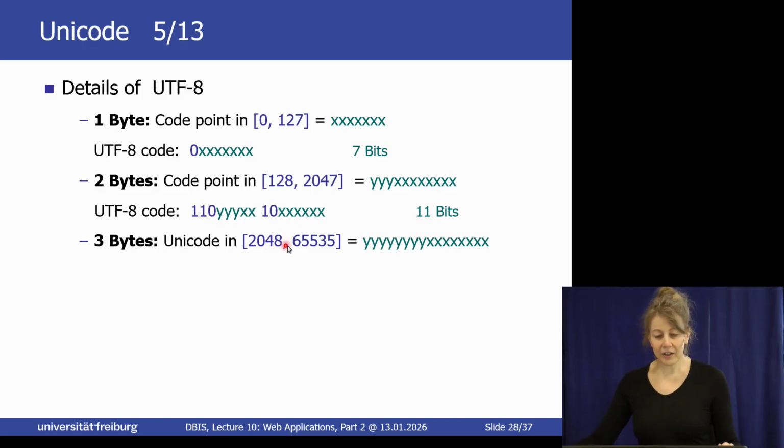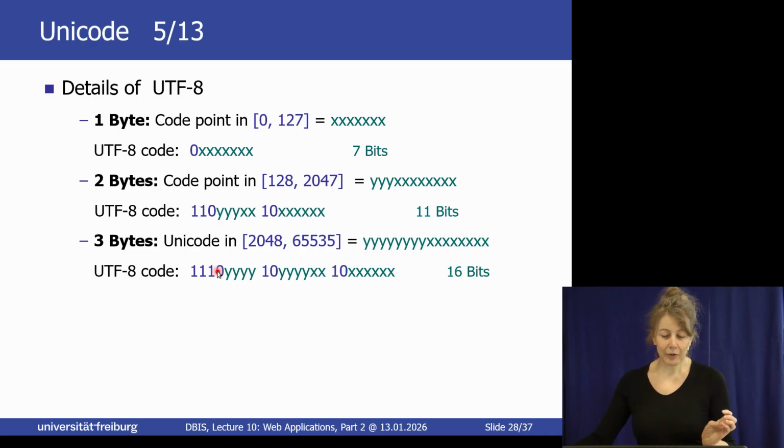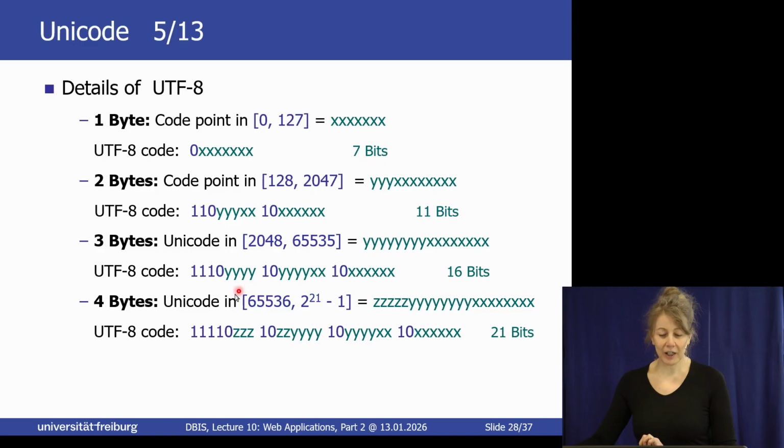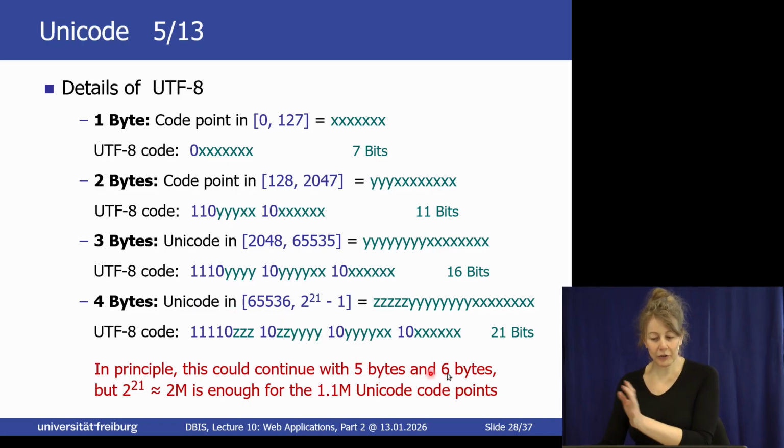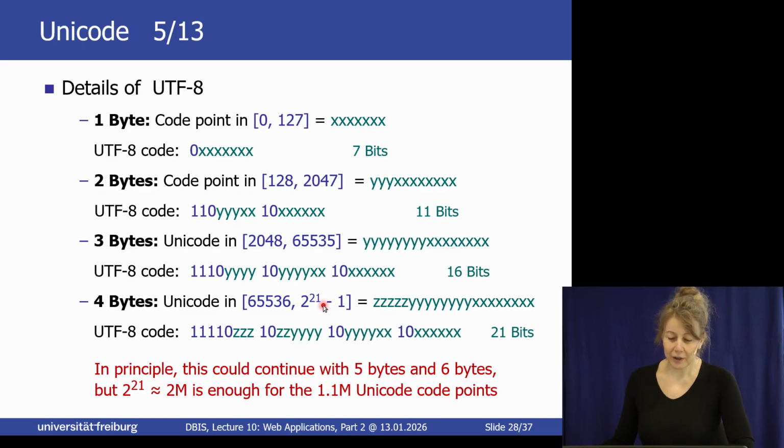It goes on like this. So this is up to 2 to the 16. I have 16 bits now. Then I write it in 3 bytes. 6 plus 6 plus 4 is 16. And if I need 4 bytes, I write it like this. And these are my byte sequences. In principle, we could go on, also do it for 5 and 6 bytes. But here we have space for 2 million code points. There are only slightly over 1 million. So it never gets longer than 4 bytes, and that's in the standard.